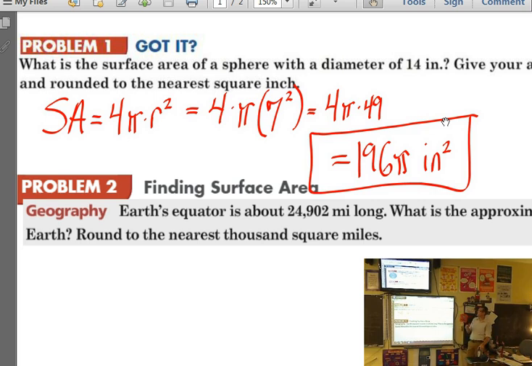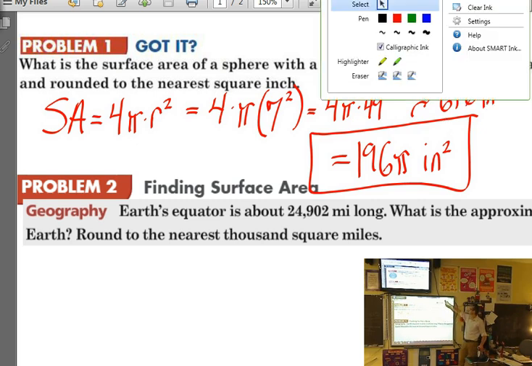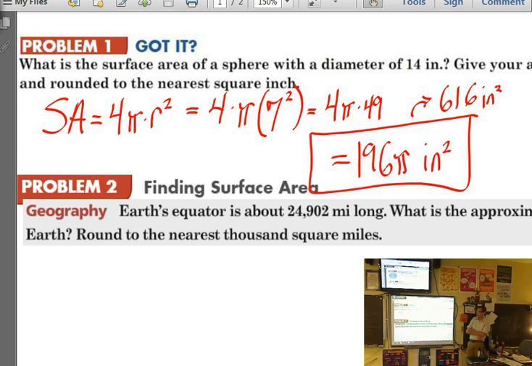So, I'm betting this is really close to 600. It's 615. 615? But it's rounded to 616. Yeah. Meters or inches squared. Inches squared. Meters squared. So, this is why I said this already.